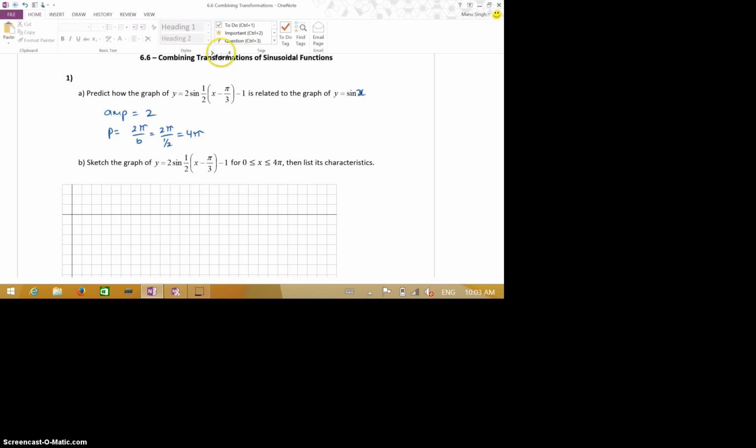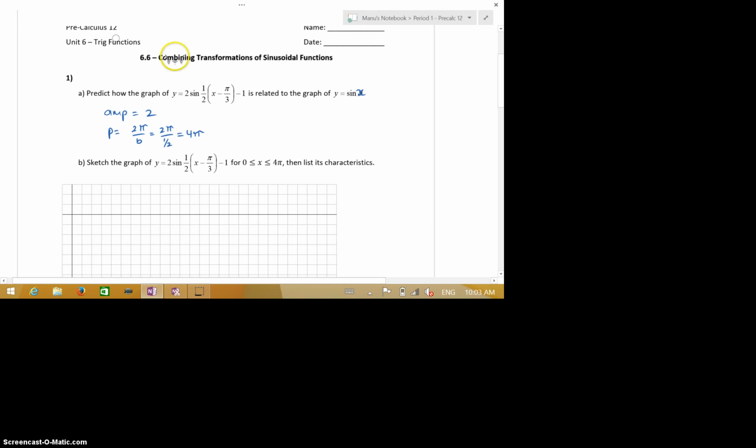Right, now just make a note of where we're getting these pieces of information from. This is representing our vertical expansion. This is representing our horizontal expansion by 2.